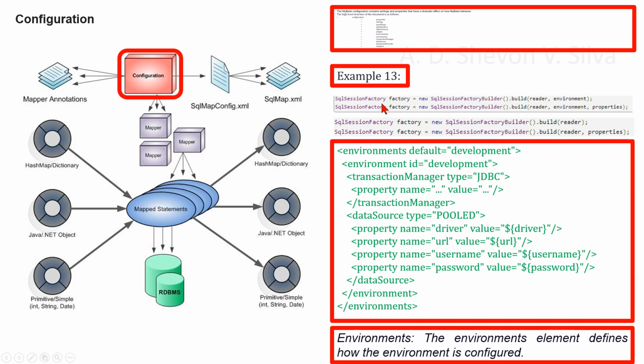If you want to connect to two databases, you need to create two instances of SqlSessionFactory, one for each, and for three databases you need three instances, and so on. It's really easy to remember: one SqlSessionFactory instance per database.